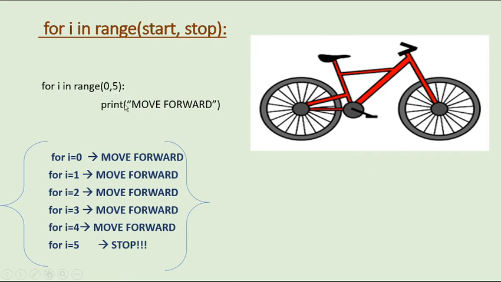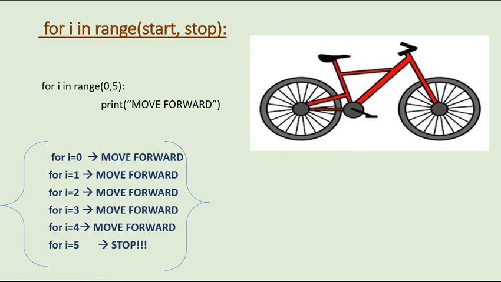The condition is true. So again what has to be done? Body of the loop, move forward. Again I changes to 2, and 2 is less than 5. So again move forward. Again I is 3, less than 5. Again move forward. I is 4, and again 4 is less than 5. It moves forward, and finally when the value of I becomes 5, the condition becomes false, and the loop will terminate and it will stop. So this is the simplest working of a for loop.